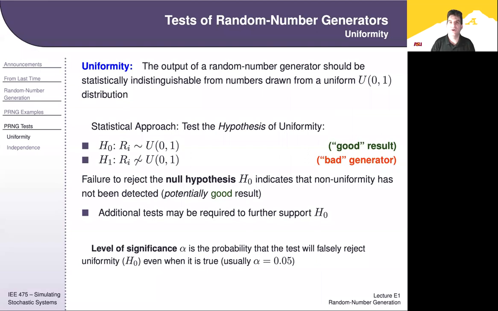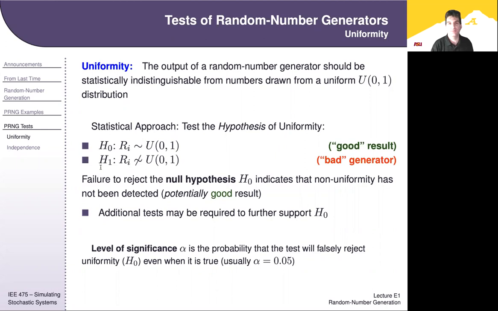So our null hypothesis in this case, when we're testing for goodness of fit, the null hypothesis is then a good result. So we want to say under the null hypothesis of uniformity, we would get random numbers that would be uniformly distributed across 0 and 1. We're going to apply a statistical test which will test for this hypothesis. And if it rejects the hypothesis, then we have a bad generator, because then we've shown evidence that it is not uniformly distributed.